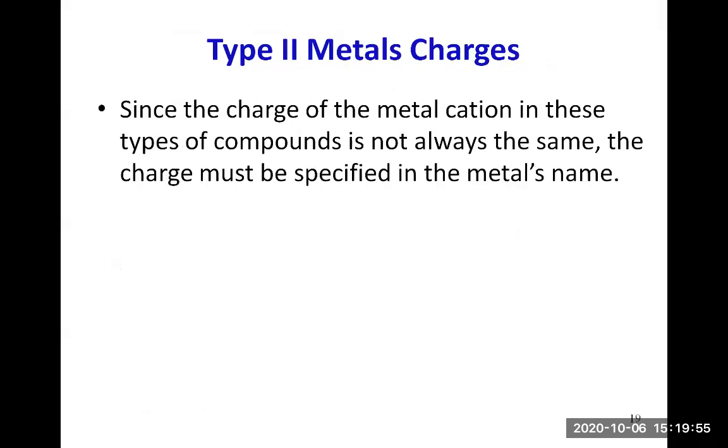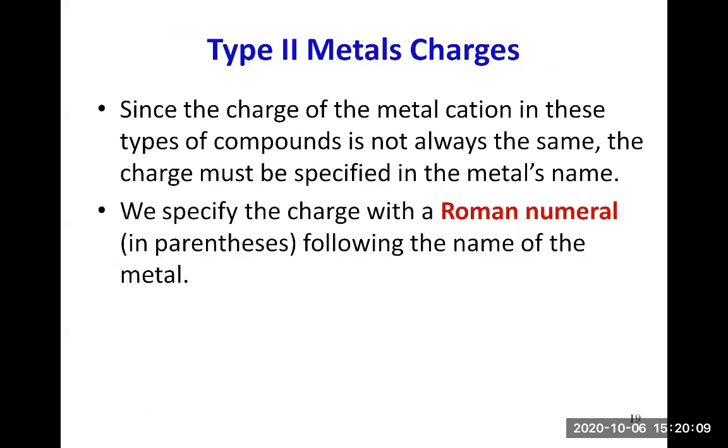Since the charge of the metal cation in these types of compound is not always the same, the charge must be specified in the metal's name. So you will need to say in the name of the metal which ion it is. So we specify the charge with a Roman numeral in parentheses following the name of the metal.